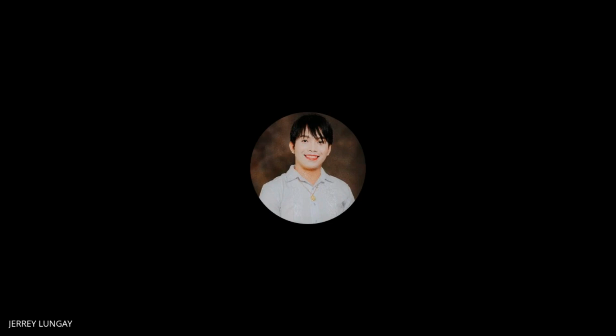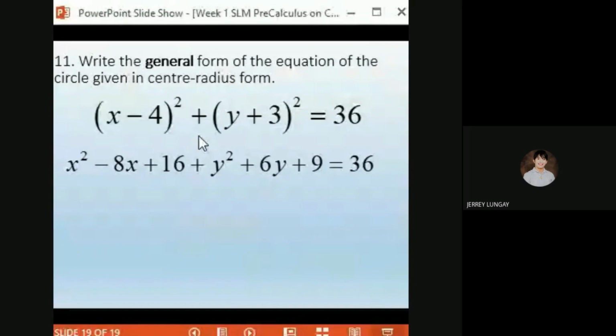Very good, Febi. Okay, very simple na class ang standard to general. I-expand ra nimo ang x minus 4 times x minus 4, naka-square man na, so it would become x squared minus 8x plus 16. Ang y plus 3 times y plus 3 become y squared plus 6y plus 9. Naay pangutana, class? Wala. I-expand ra man na, class, simple. I-multiply ra nato gamit ang FOIL method. Di ba, Joy, FOIL method ra na?